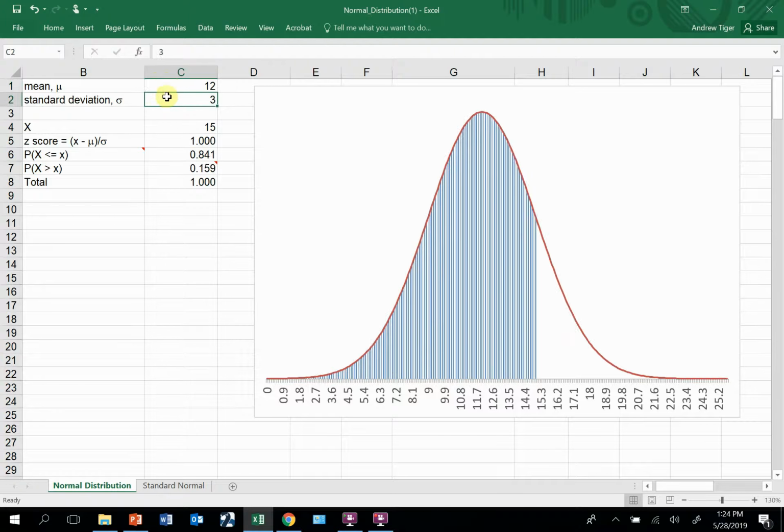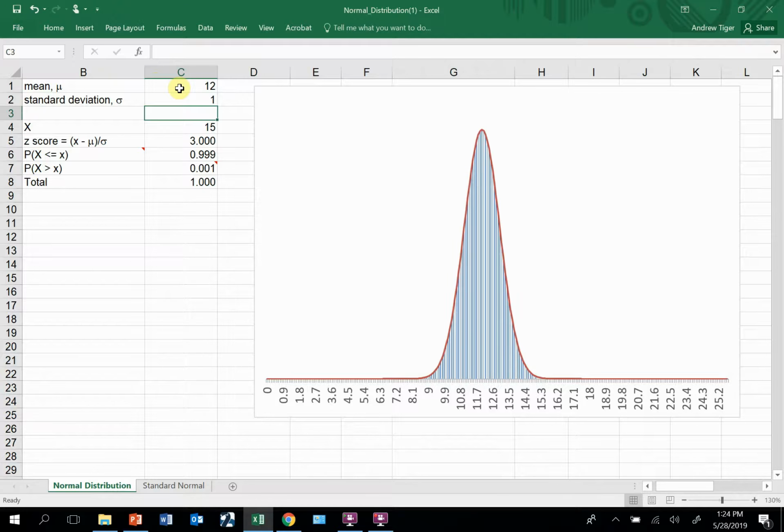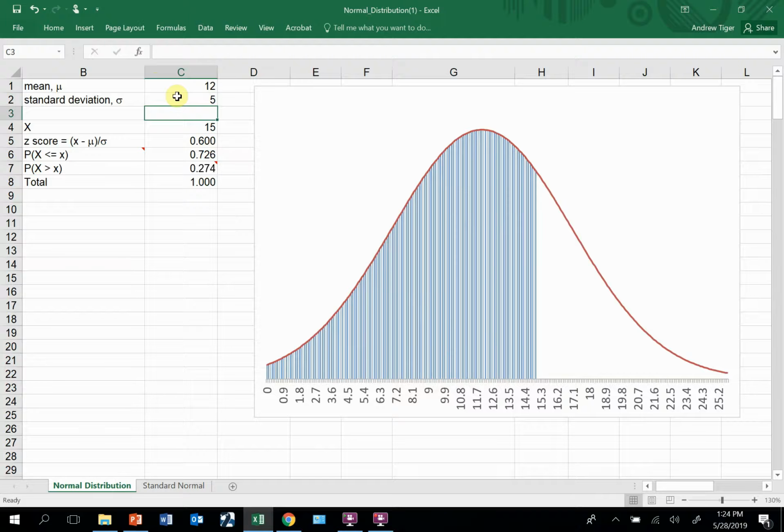The other thing I can do is change the standard deviation. If I make it smaller, I get a very peaked distribution. If I make it wider, I get a broad distribution, more area in the tails.